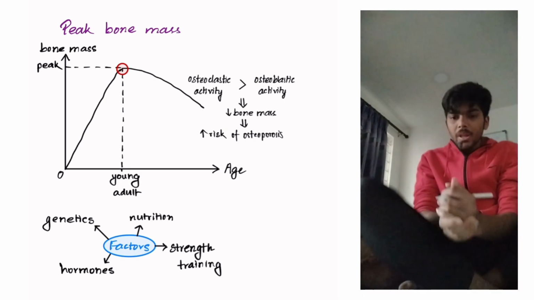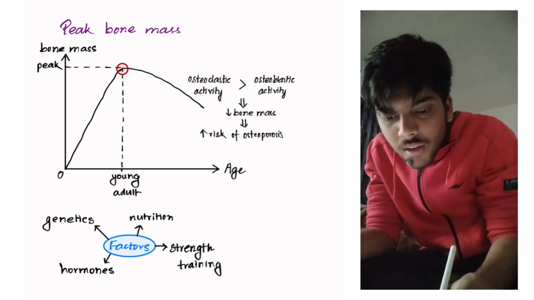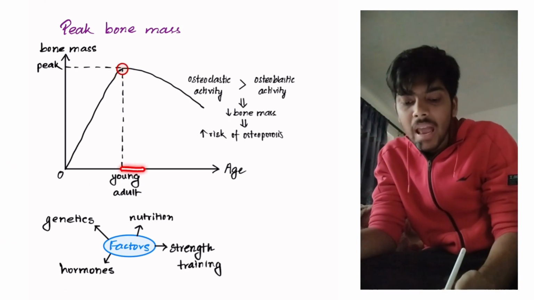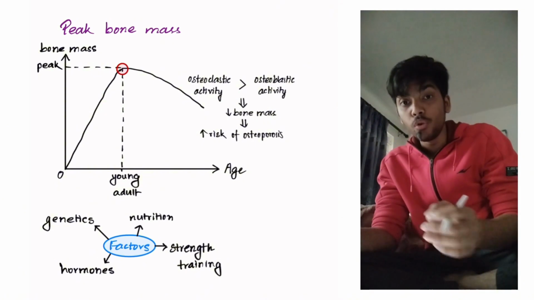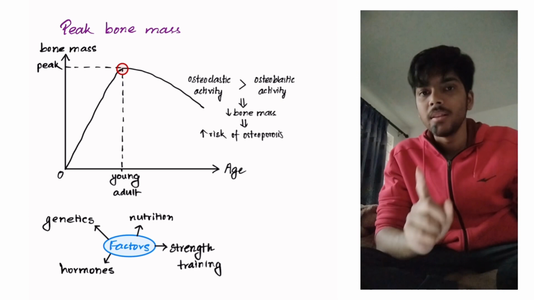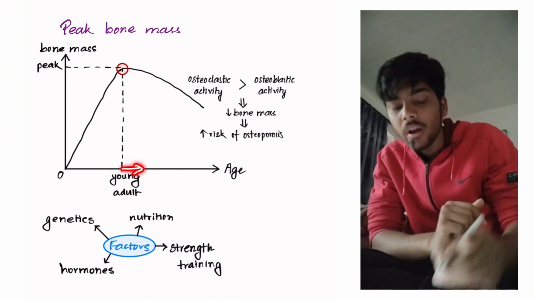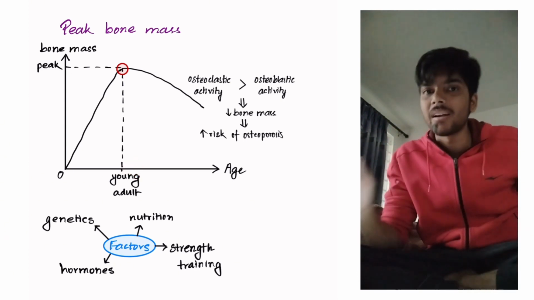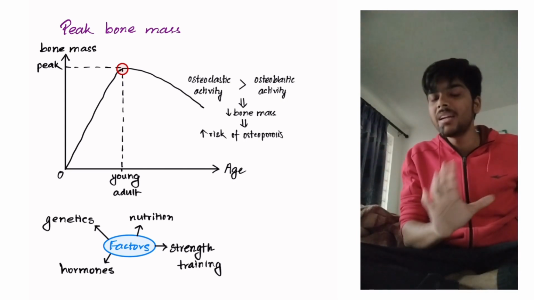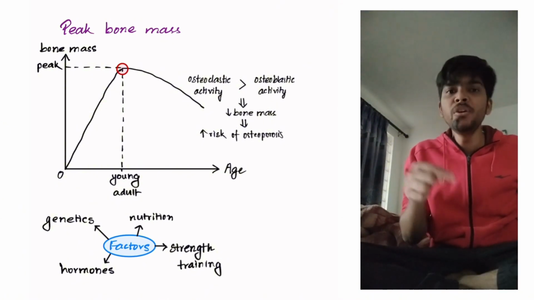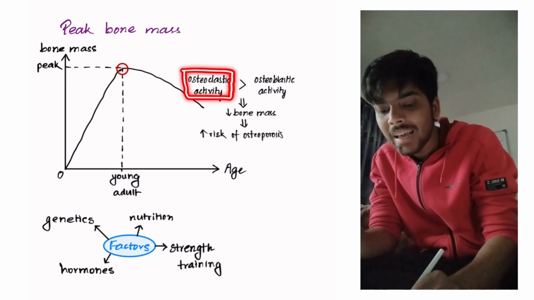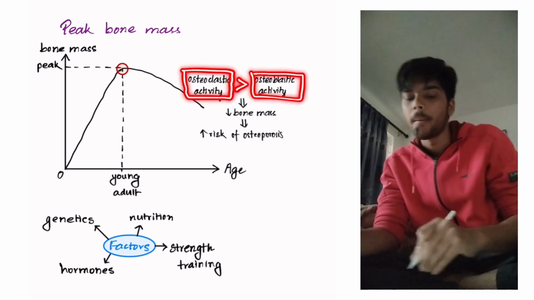Now, here's the thing. Once peak bone mass is achieved, as you grow older, you start losing bone mass by 0.7% per year. The reason being, as you grow older, your osteoblast becomes inactive. Osteoblastic activity decreases. However, osteoclastic activity remains the same. Osteoclasts still do their job. As a result, osteoclastic activity becomes greater than osteoblastic activity.